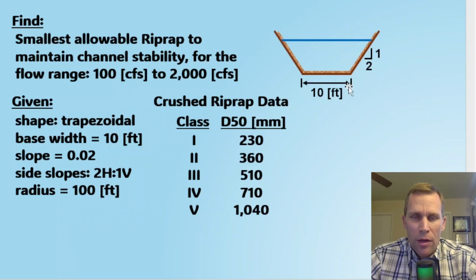So we have a little diagram over here. And then we also have our crushed riprap data, which has the 5 different classes. And associated with those 5 classes is a D50 size for the material, and that's in units of millimeters. Okay. So let's get started with the channel first, and then we'll deal with the lining and stability.